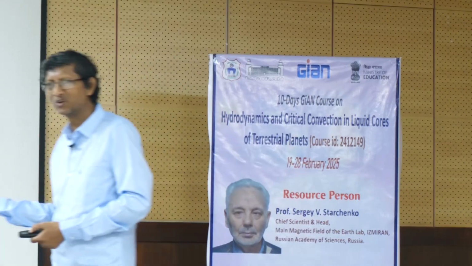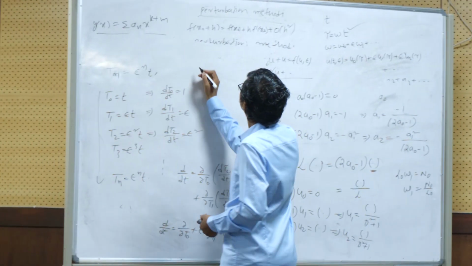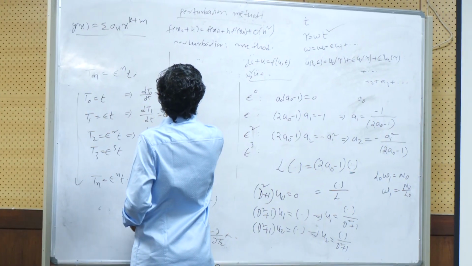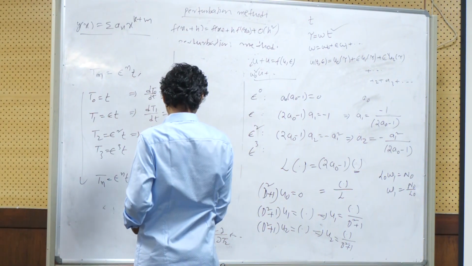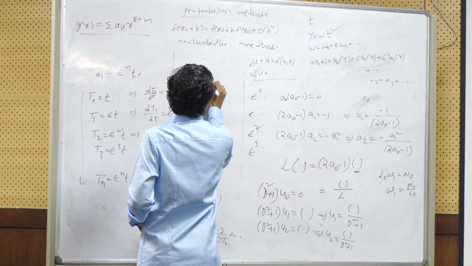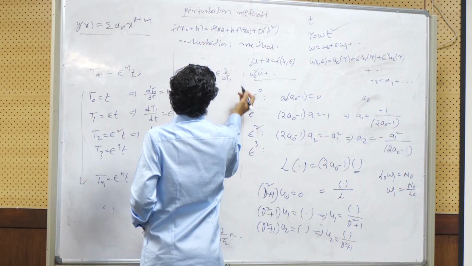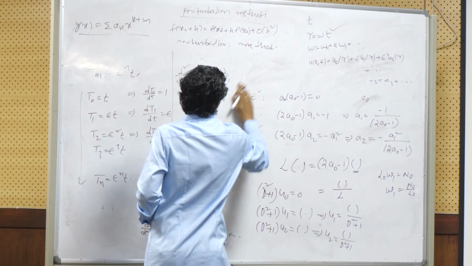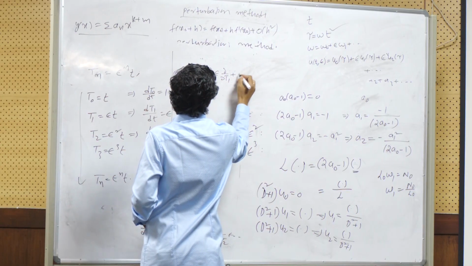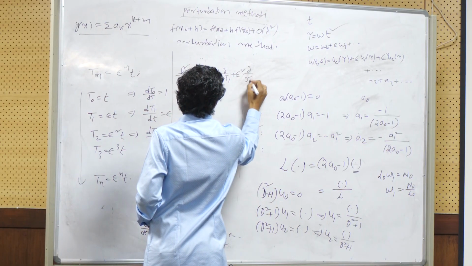d square by dt square means what? You take the whole square, second order. So the value of d square by dt square will be (∂/∂t0 + ε ∂/∂t1) squared. How many scales we want, accordingly that many, so you get to the order of this.